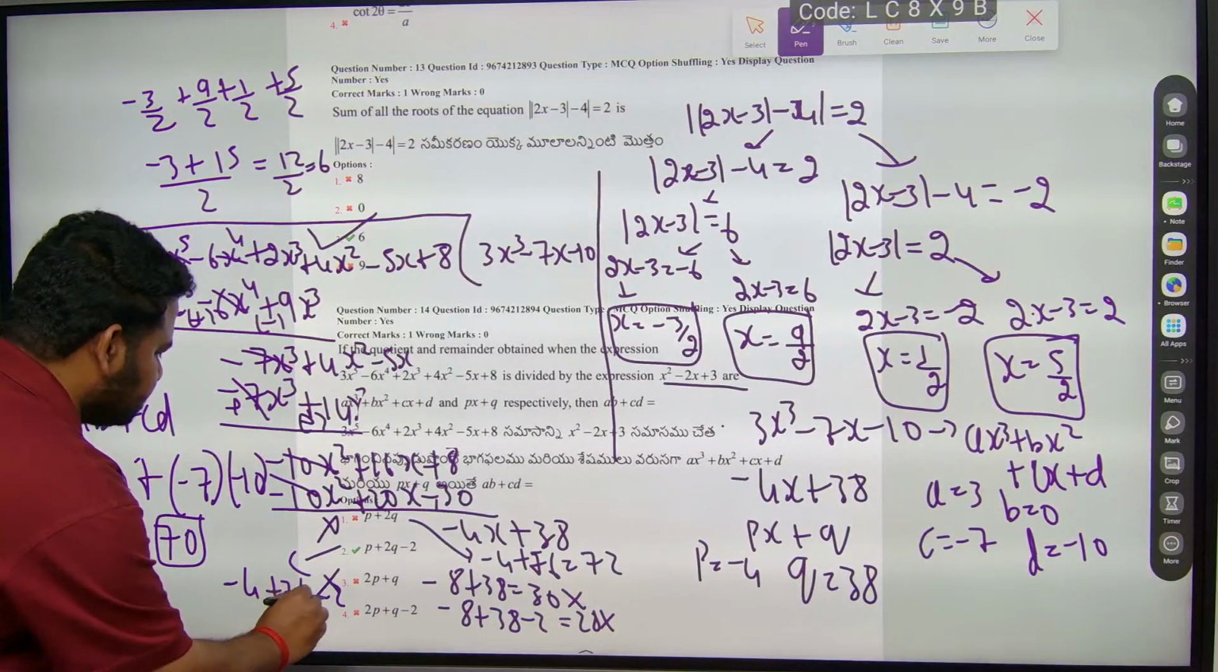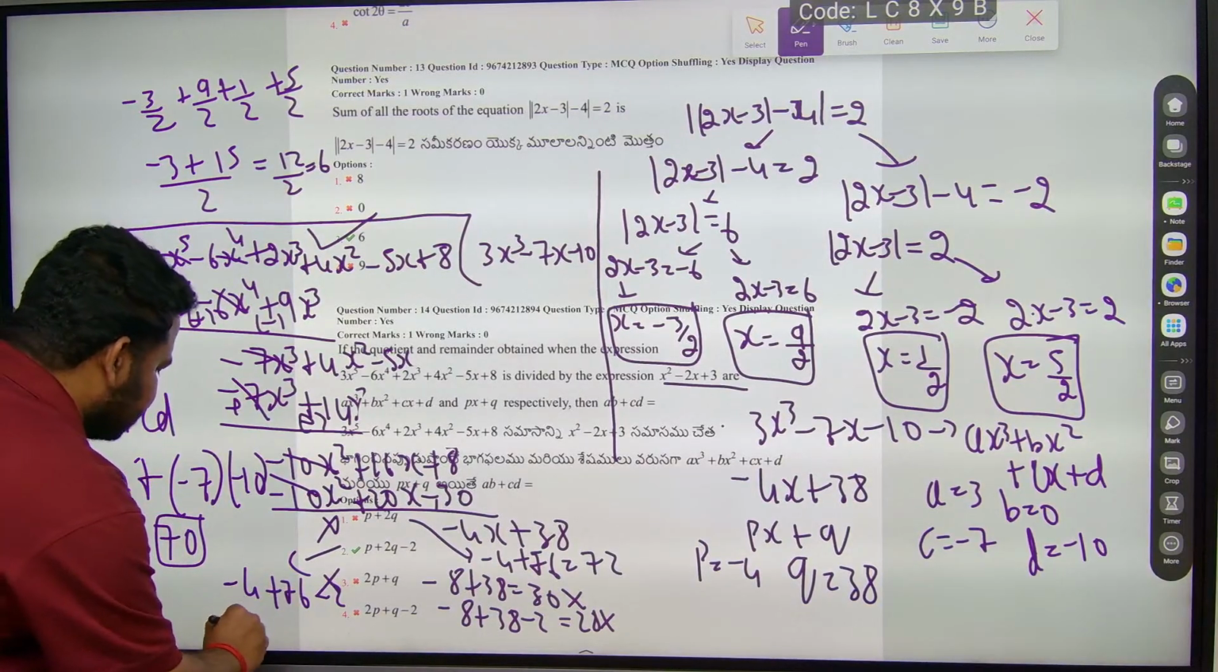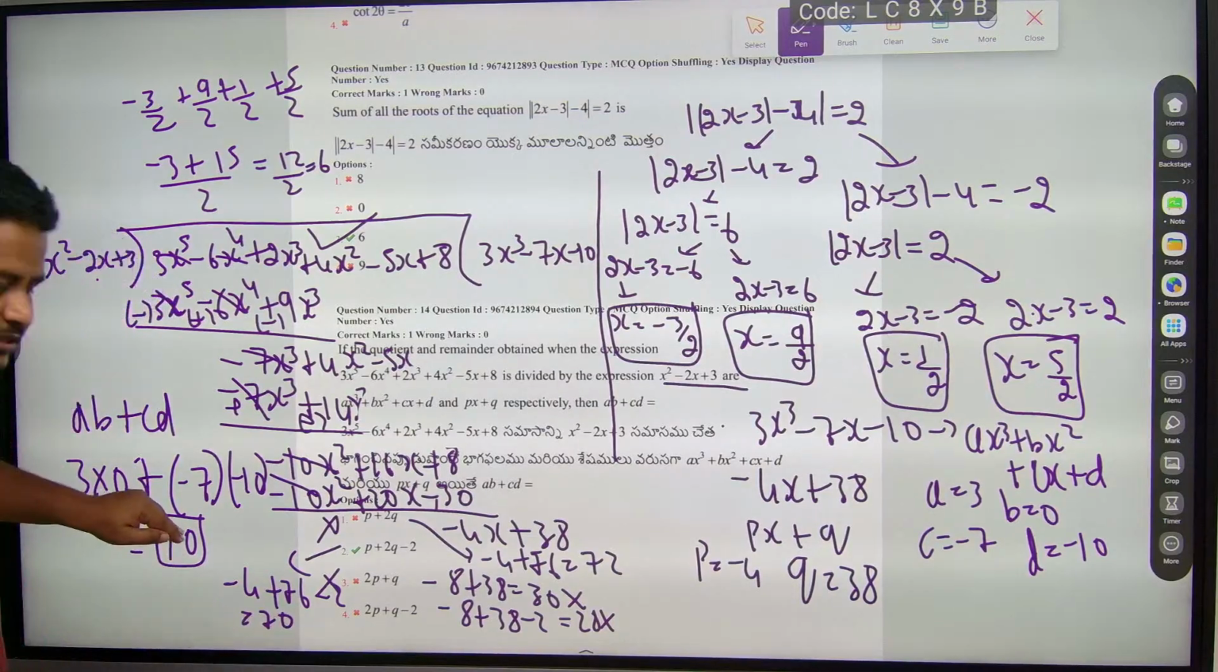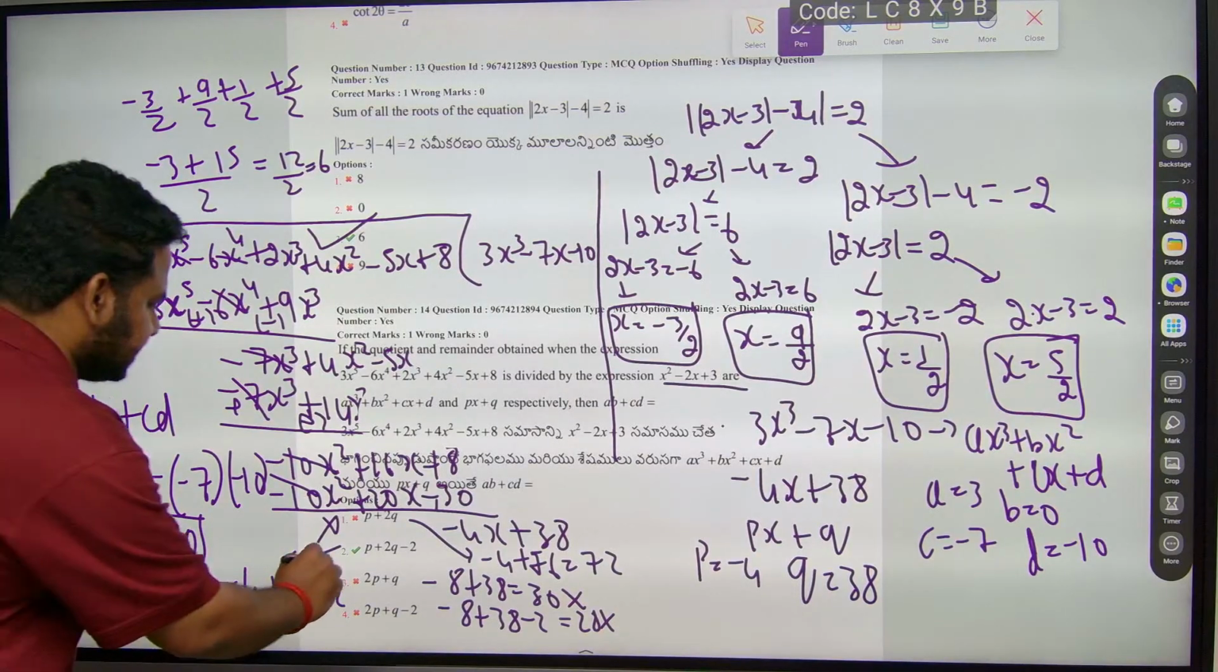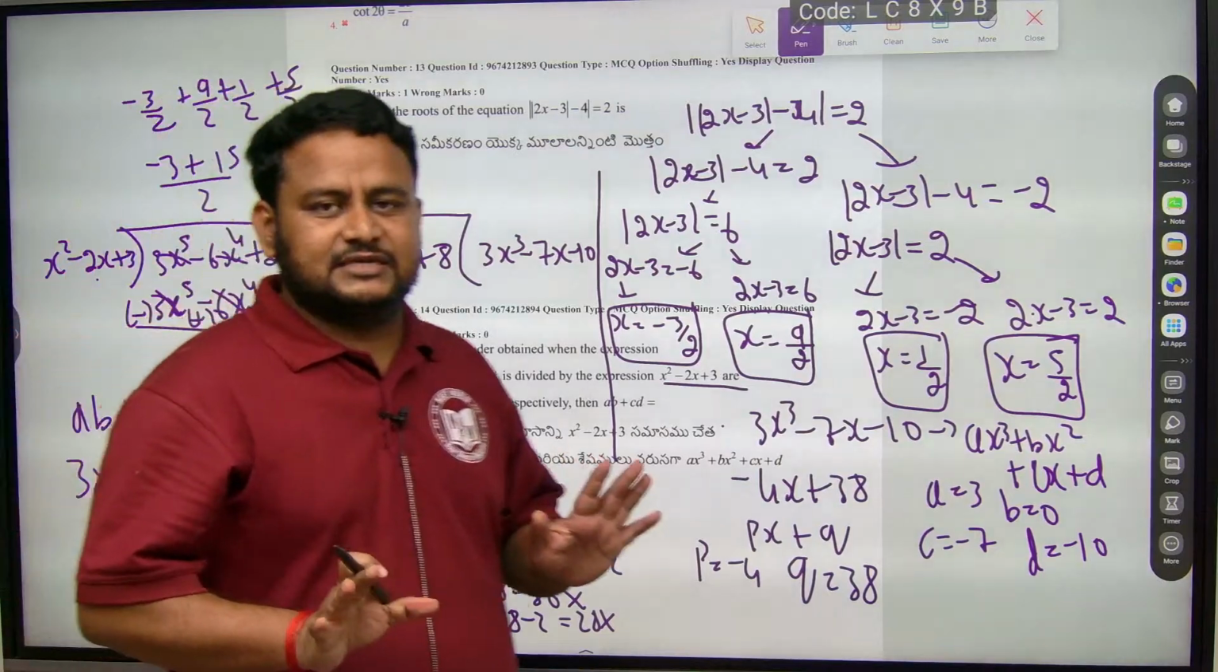Minus 4 minus 2 is minus 6. 76 minus 6, I will get it as 70. So here also it is 70. AP plus CD, that is also 70. So the correct answer is option 2. The correct answer is option 2, friends.